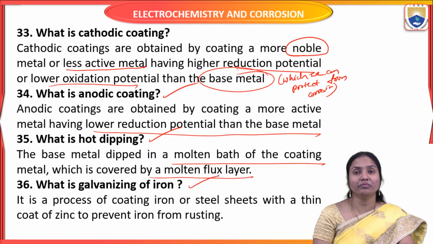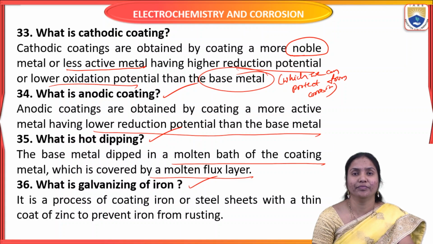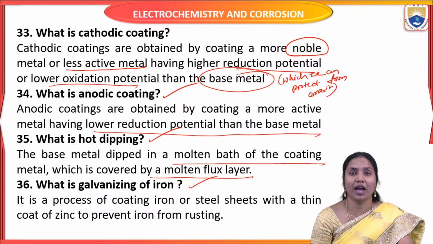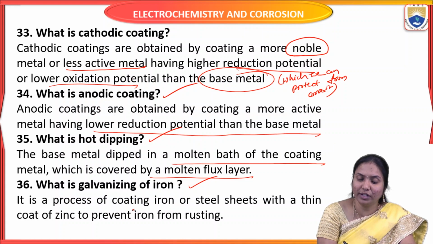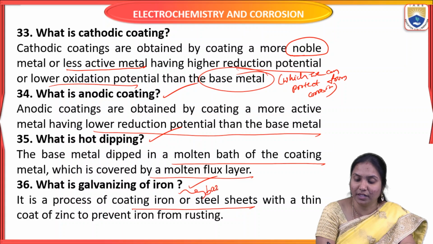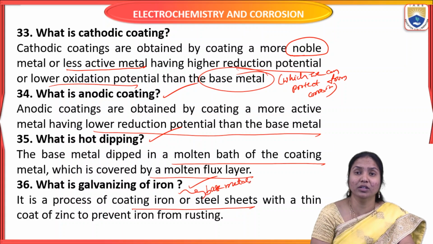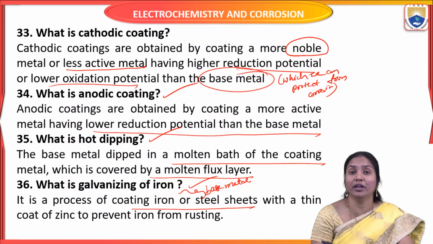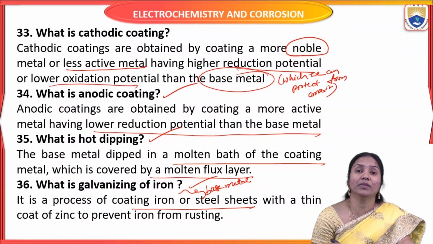And next one is, what is galvanizing of iron? It is a process of coating iron or steel sheets. Generally these act as the base metal, because these metals are used for construction purposes and domestic usage. They are the most important construction and domestic use materials, less expensive, low cost and available in nature. So that's why we protect these metals from corrosion by applying coating materials.